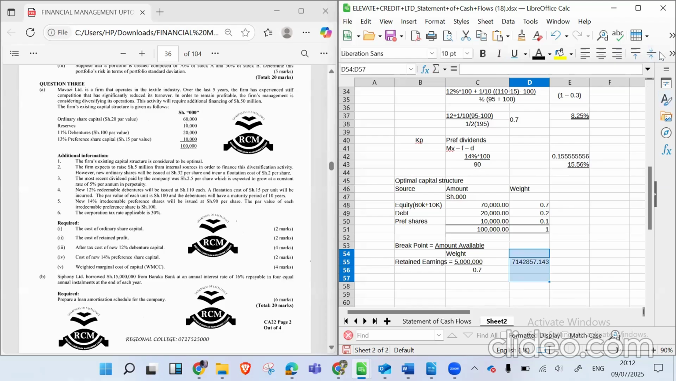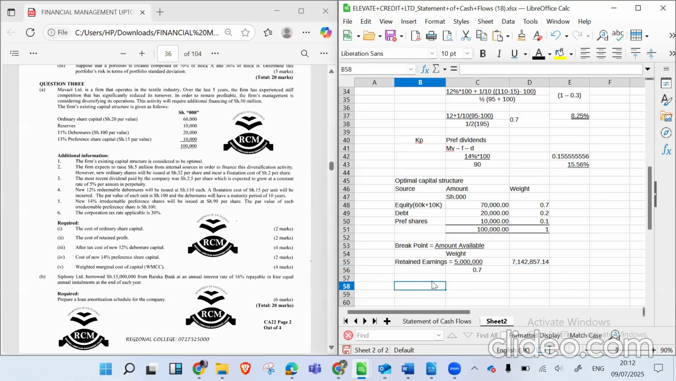So that gives us that breakpoint. Inamaanisha nini? Inamaanisha kuwa when I'm using retained earnings as my equity, I'll be raising up to a total of 7,142,857.